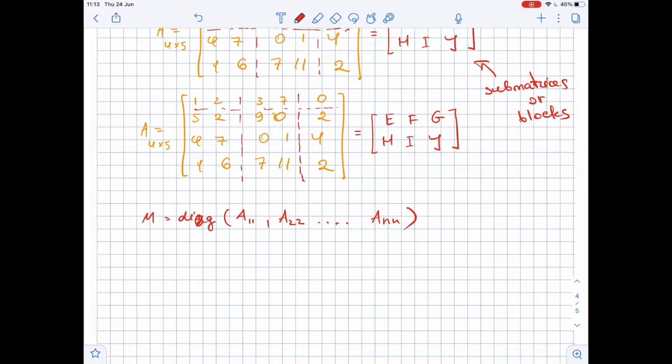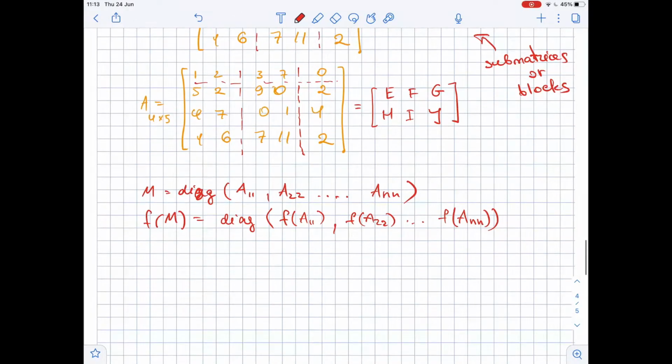So suppose f(x) is a polynomial and M is the above mentioned block diagonal matrix, then f(M) is a block diagonal matrix, and it's diag of f(A11), then f(A22), and so on up to f(ANN).